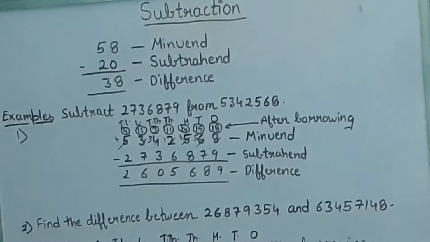In a subtraction, what are the three terms? First is minuend. What is minuend? The bigger number from which we subtract the smaller number is called the minuend. Second term is subtrahend. What is subtrahend? The smaller number which is subtracted from the bigger number is called the subtrahend. The answer that comes after subtracting two numbers is called the difference.